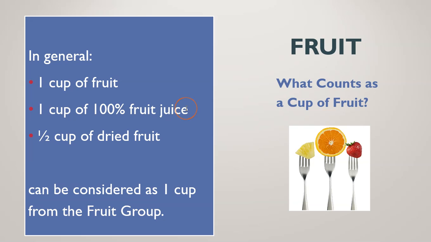Another thing is if you're relying on juice versus just grabbing an apple, an orange, a kiwi, whatever, you're going to be missing out on another benefit, and that is fiber. So do your best to consume the fruit, limit the fruit juice, and remember, if you go the dried fruit route, 1/2 cup is going to equal a cup. So 2 cups a day of fruit.